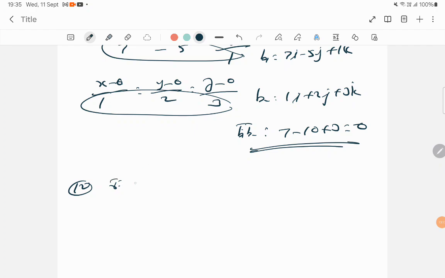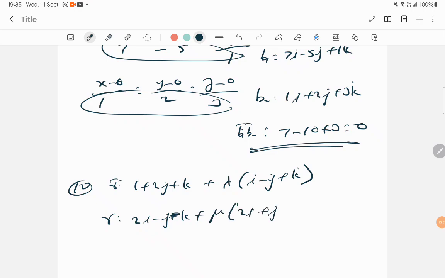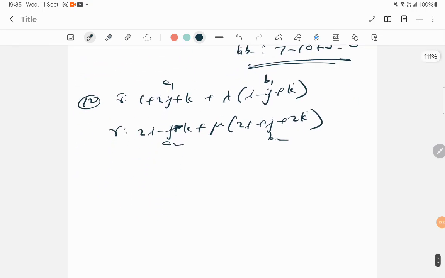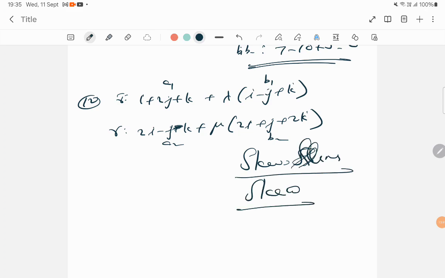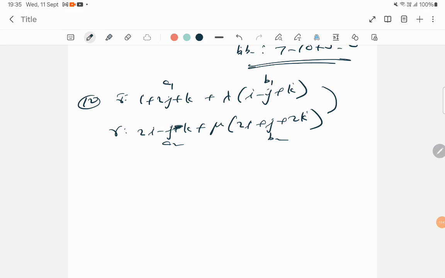Shortest distance between two lines. So it's i + 2j + k + lambda times (i - j + k). Another line is 2i - j + k + mu times (2i + j + 2k). When they give two lines, this is a1, this is b1, this is a2, this is b2. These are called skew lines. First of all, how do you know they are skew lines? These two lines are not parallel nor perpendicular, because b1 and b2 are not proportional. When you take the dot product, it is not becoming 0. Then it means skew lines.